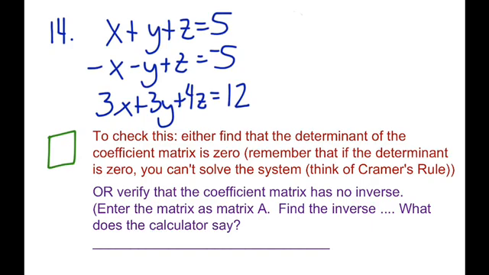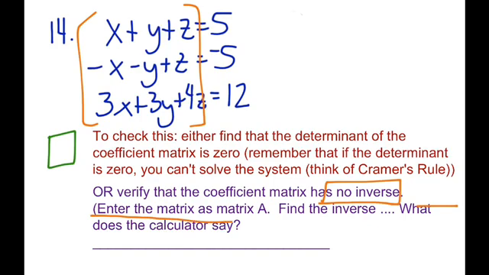The second way you can verify is to show that the coefficient matrix, this matrix right here, has no inverse. Remember that if a matrix doesn't have an inverse, you can't solve it. So the way you would do that is you would enter your coefficient matrix as matrix A, then tell it to find the inverse, and write on your paper what the calculator says, because that's a really good way to check. So pause, do that, and then write down what it says. Okay, once you've done one of those two things, you don't have to do both, but do one of them, then you have verified that.